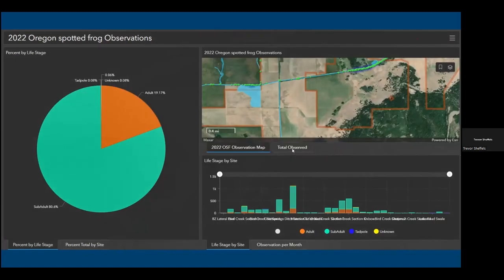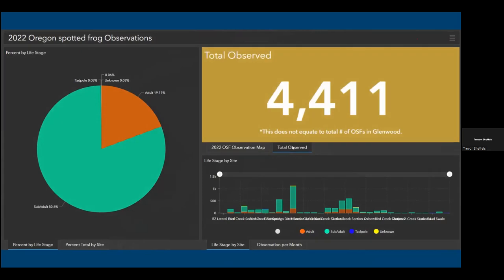Another feature we like to keep track of is the total number of frogs observed. So this was the total for the 2022 season. Please keep in mind that this does not equate to the total number of spotted frogs in the valley, as we survey units repeatedly throughout the week and likely count the same individuals weekly. Something else we like to look at is ratios of life stage. So this season we saw a lot more subadults than adults across the valley.